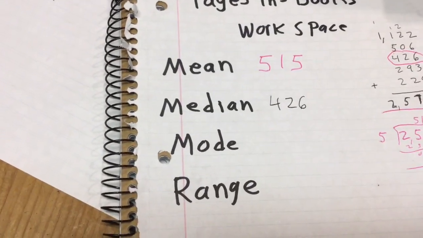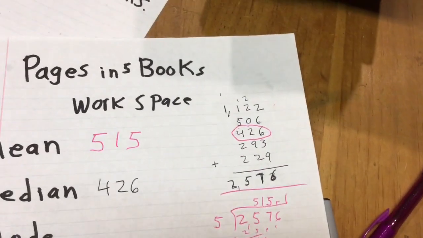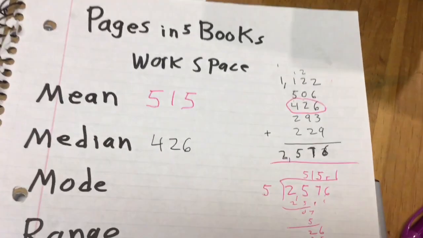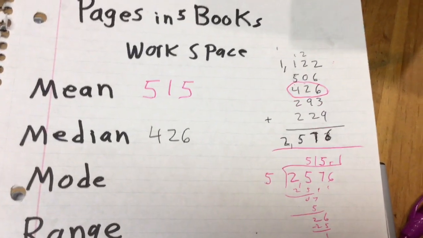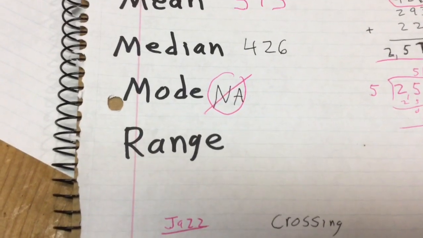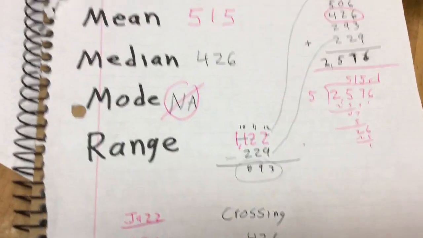On to the mode. Again, the mode is the number that appears the most frequently. Well, none of these books have the same amount of pages, so I don't really have a mode. So I'm just going to show that by saying not applicable. I didn't have a mode. Some of you will not have a mode either. Don't worry about it.